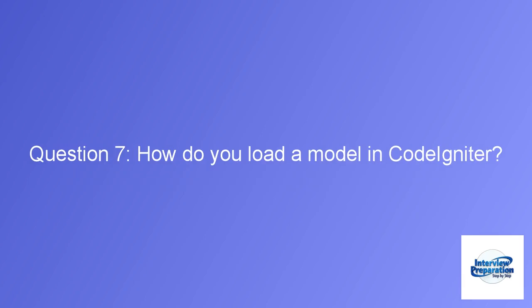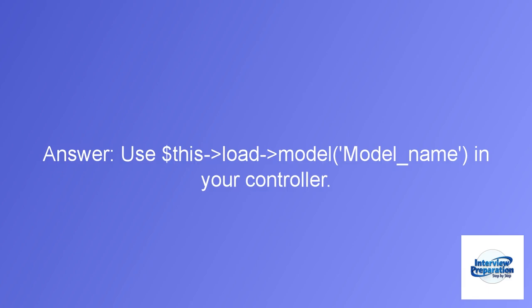application/config/routes.php. Question 7. How do you load a model in CodeIgniter? Answer. Use $this->load->model('model_name') in your controller.